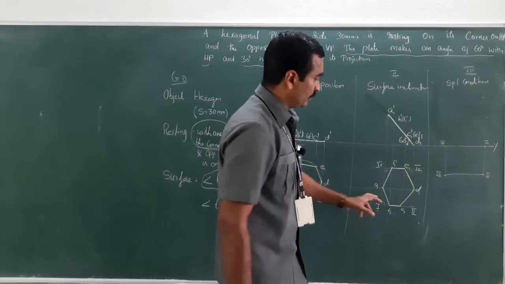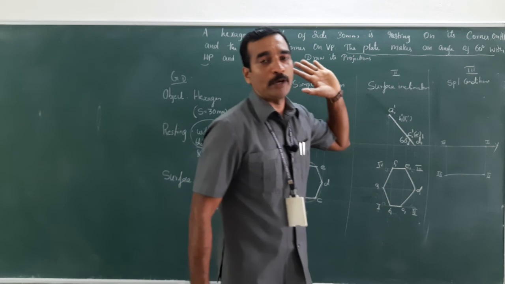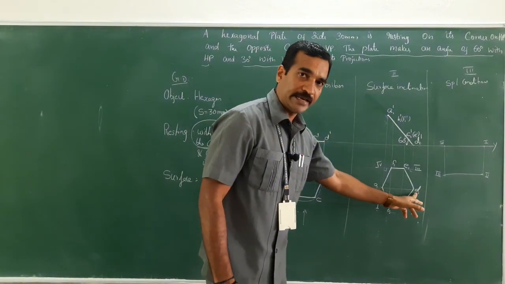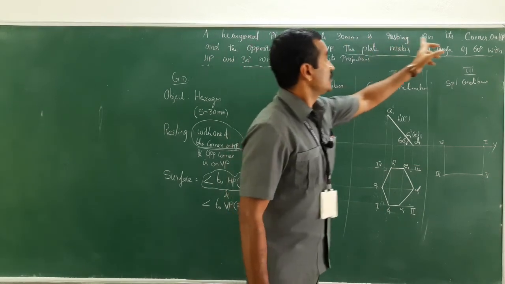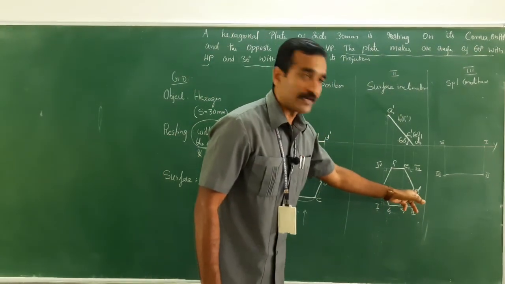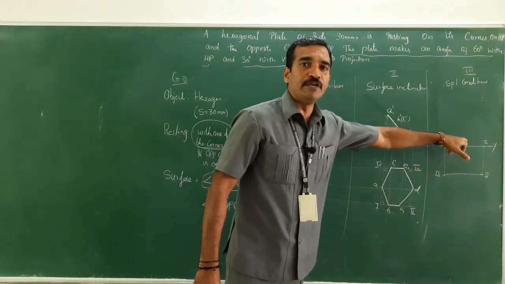So now, this box 1, 2, 3, 4 has been kept on the XY line. The opposite corner is A, the resting corner is D, right? Look at here. One of the corners is resting on HP and the opposite corner on VP. Now one corner, that is D, is on HP, so A should be kept on VP.